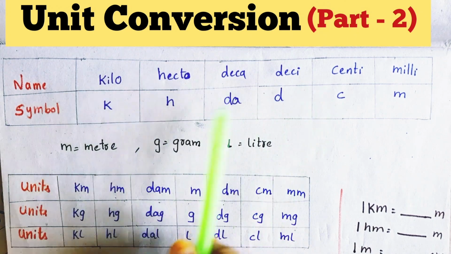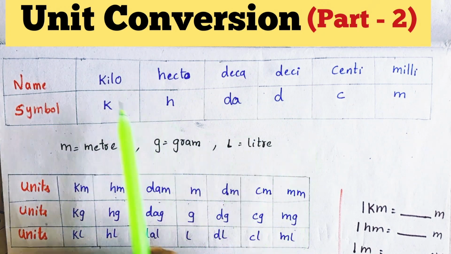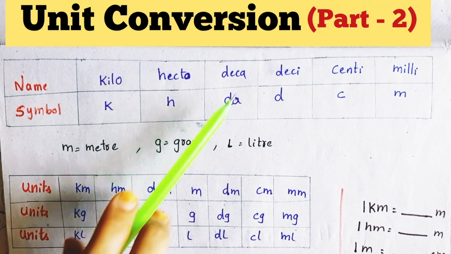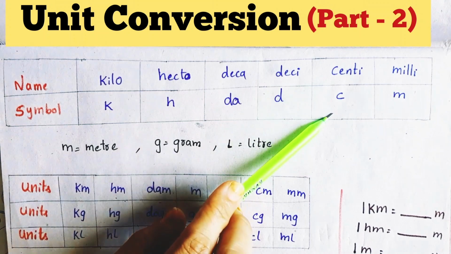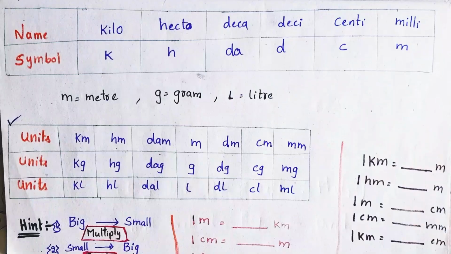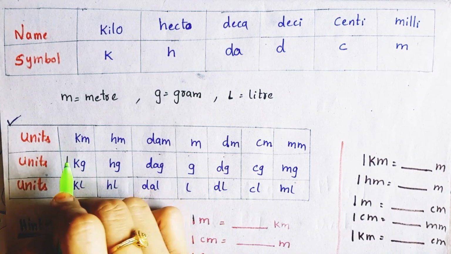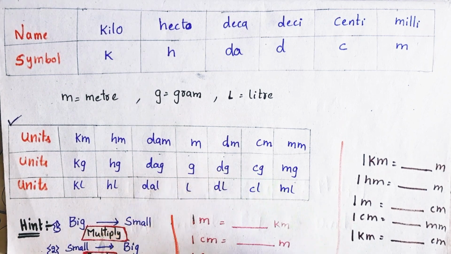These are the names and these are the symbols which denote the names. See the table. Kilo stands for K, hecto stands for H, deca stands for DA, deci for D, centi for C and milli for M. This table is very important, just pay attention to it. Here I have written units and here the symbols: KM, HM, DAM, M, DM, CM and MM.